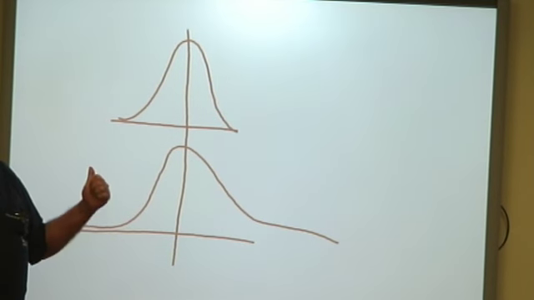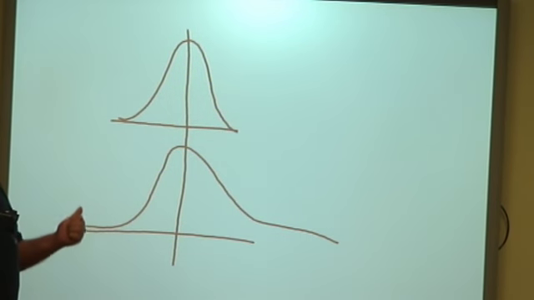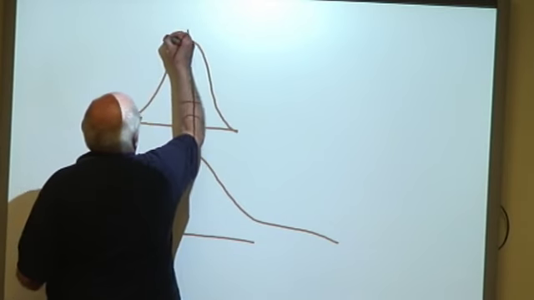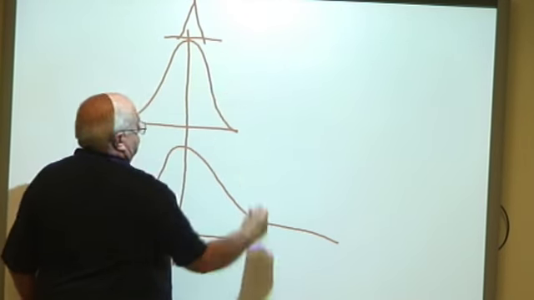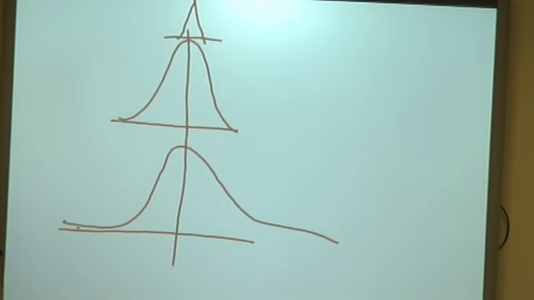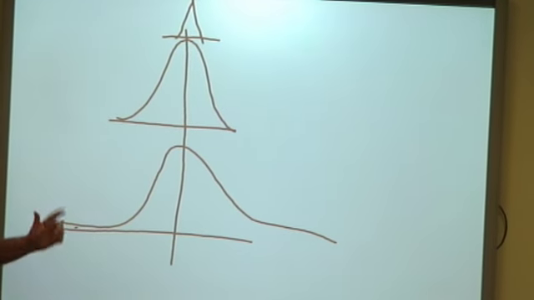So it's not sufficient to describe a distribution by just saying central tendency. Could draw another one up here. They all the same? Of course not. So what I need to do is I have to have central tendency as well as dispersion.